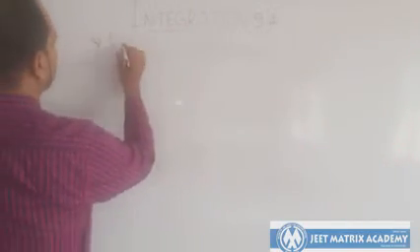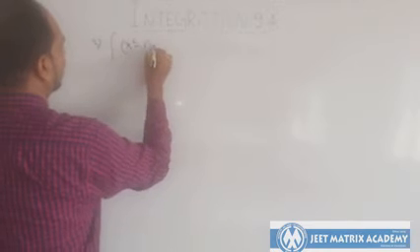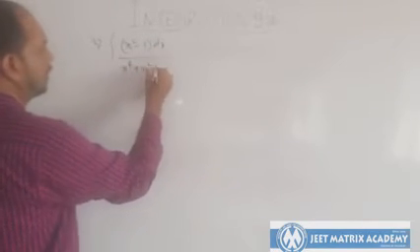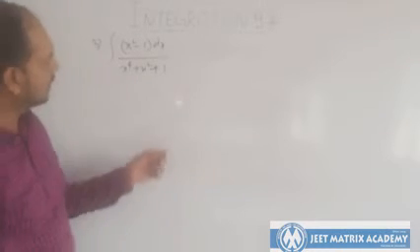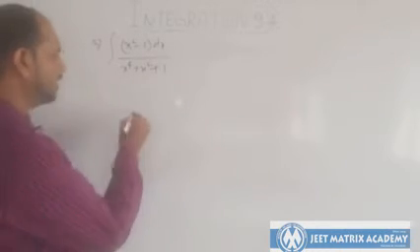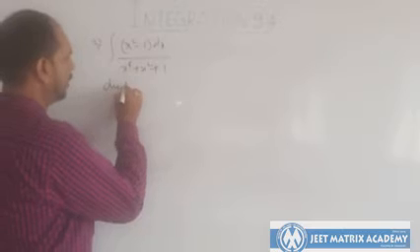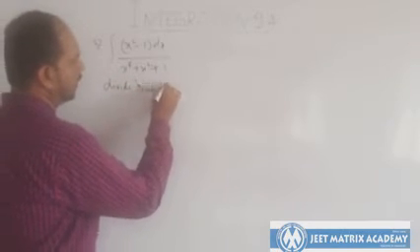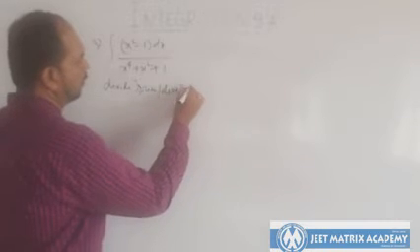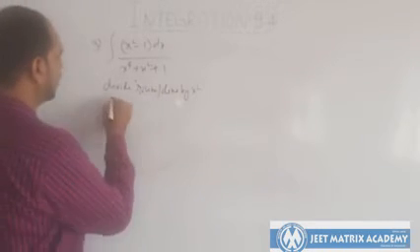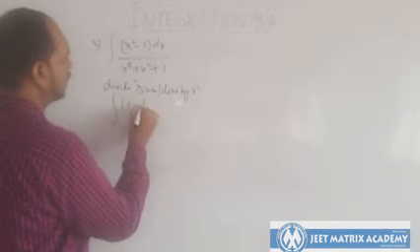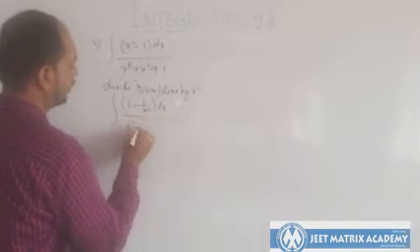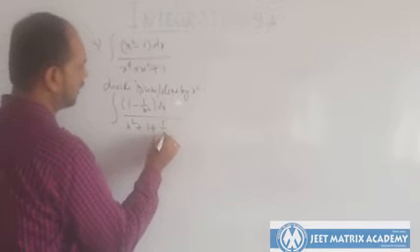Integration of (x square minus 1) dx divided by x to the power 4 plus x square plus 1. See, this is one interesting problem. Again the method is the same, divide numerator and denominator by x square. What we'll get, this is (1 minus 1 by x square) dx, and the denominator will be x square plus 1 plus 1 by x square.